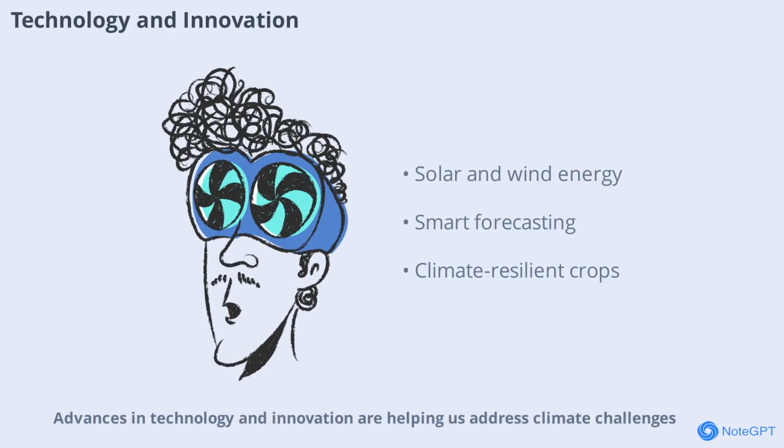Advances in technology and innovation are helping us address climate challenges. Renewable energy sources like solar and wind, efficient irrigation systems, and climate-resilient crops are just a few examples. Smart weather forecasting and data analytics enable better planning and response. Embracing new technologies is essential for building a climate-resilient future.